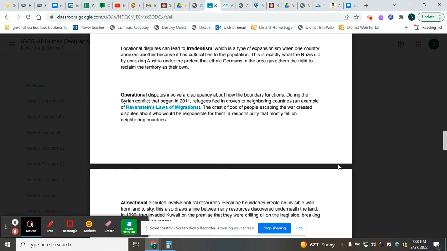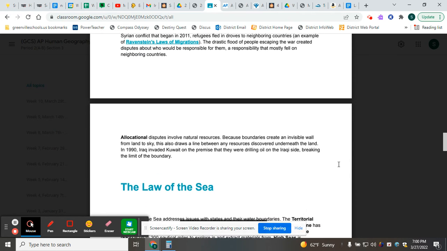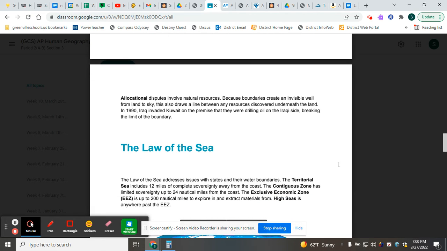Operational disputes involve a discrepancy about how the boundary functions. During the Syrian conflict back in 2011, refugees fled in droves to neighboring countries. This is, again, an example from Unit 2, Ravenstein's Laws of Migration. The drastic flood of people escaping the war created disputes about who would be responsible for them, a responsibility that fell on the neighboring countries that those Syrian refugees fled into.